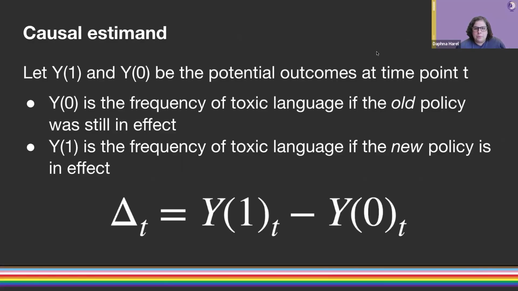Now we have 8.5 million tweets, and we have GPT's opinion as to whether or not the tweet constitutes some amount of hate speech. So we're going to look at a causal estimand, which is the difference in potential outcomes at each time point when the tweet was posted of what would be the frequency of toxic language under the old policy, if that was still in effect, that obscure kind of report user form, versus the frequency of toxic language if the new policy is in effect after the new report tweet button was introduced.